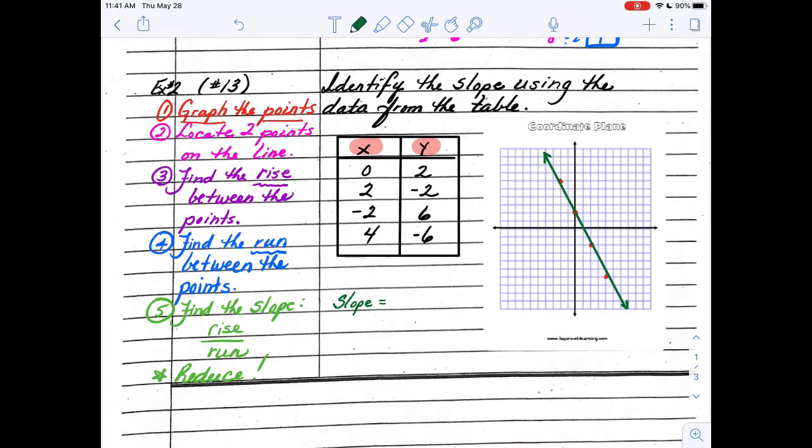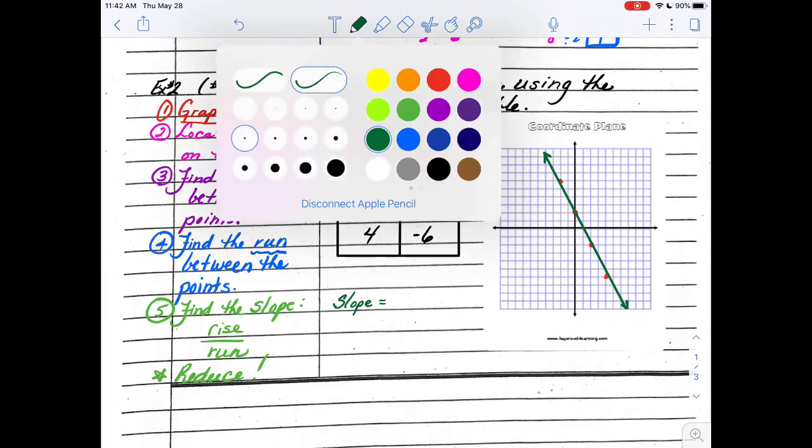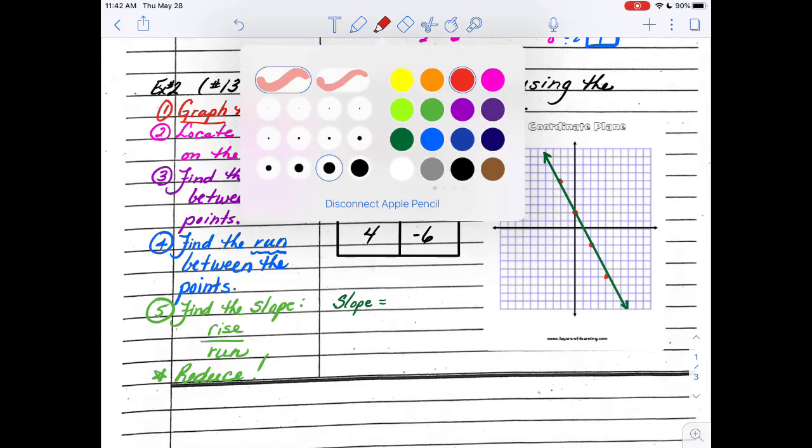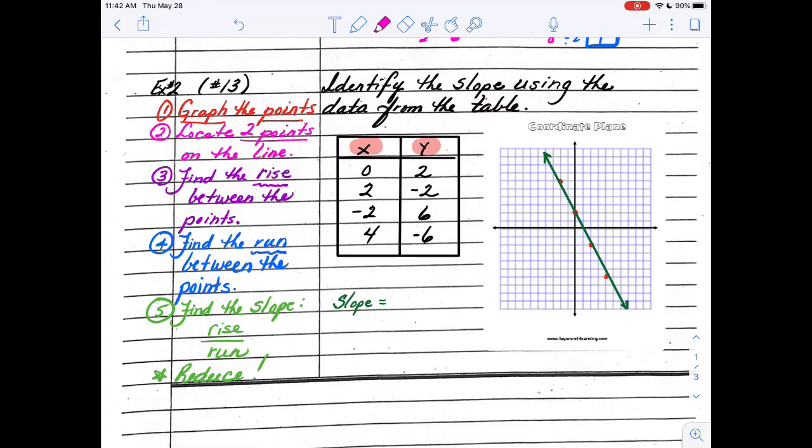Now, let's find the slope of that line. So if I have it on a graph now, all I have to do is pick, right, it says right here, any 2 points on the line. It doesn't matter which 2 points you pick. We're going to go ahead and pick 2 points. So I'm just going to pick the 2 middle ones. I'm going to pick this one and I'm going to pick this one. Those are the 2 points I'm going to pick.